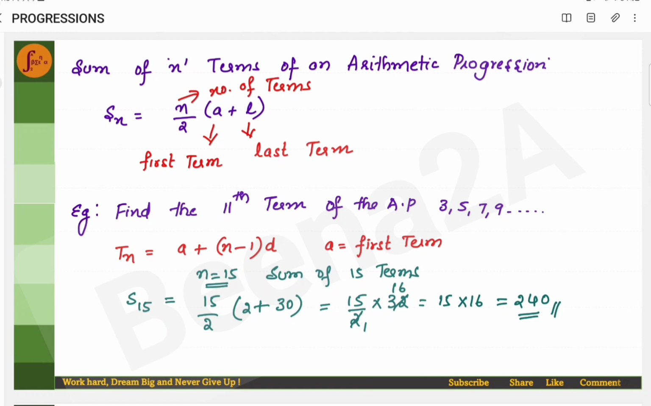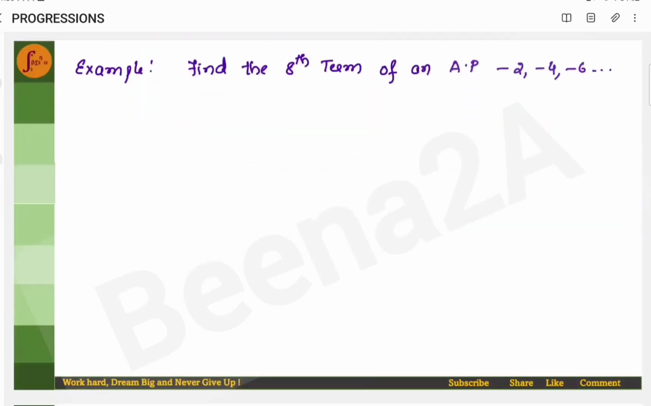Now let's take a few examples. It will be more clear as we keep solving a few examples. Now let's take this example. Find the eighth term of an AP: minus 2, minus 4, minus 6 and so on. So this is an infinite series. There is no end. The numbers can keep on continuing. Now I need to find the eighth term.